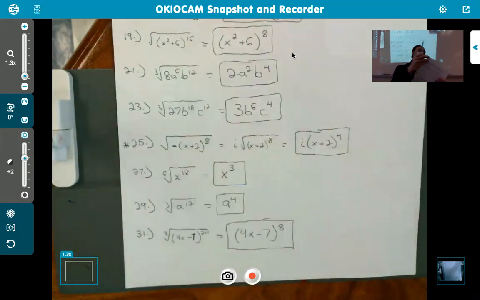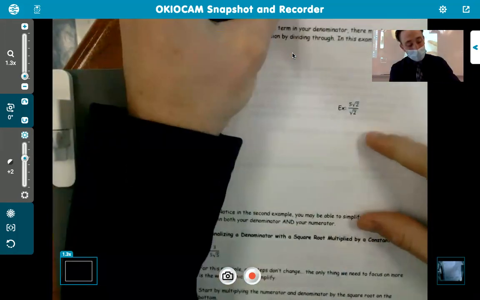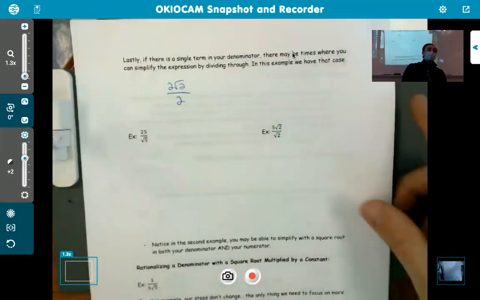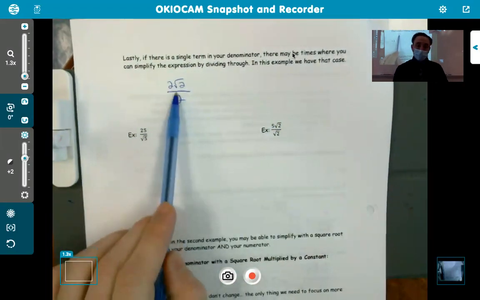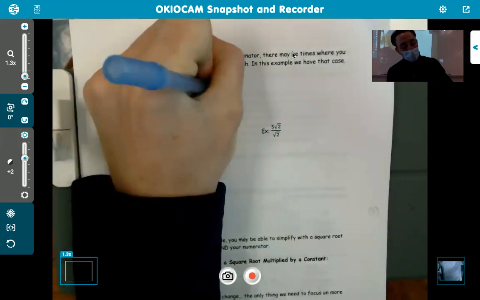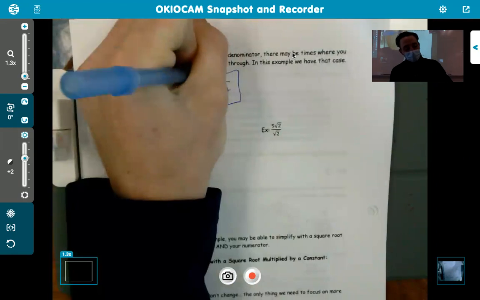So Jenna brought up a pretty good point. If there is a term in my denominator there, so on the other page, I was left with 2 root 2 divided by 2. There will be times like in this example where I can actually further simplify. So I can cross these 2's out, and I'm left with just the square root of 2. Now, this would be my final answer.